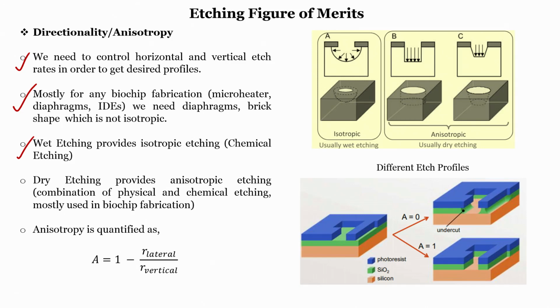For example, this one is a dry etching technique and it is better because it provides us anisotropic etching. Anisotropy is defined as 1 minus R lateral to R vertical. How much is the lateral etching? Ratio of lateral etching to vertical etching. Now, if you take this particular example, then you can very easily see that the photoresist is in blue color, green color is silicon dioxide, and the orange color is silicon.